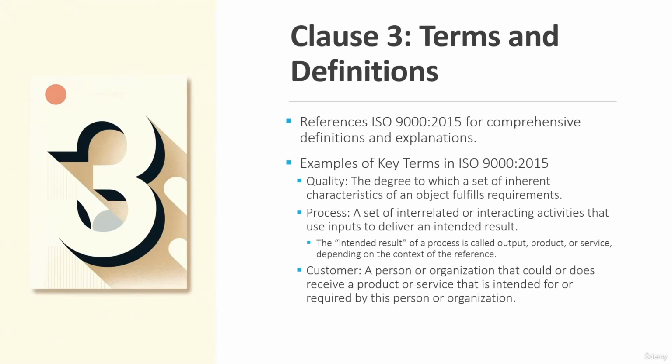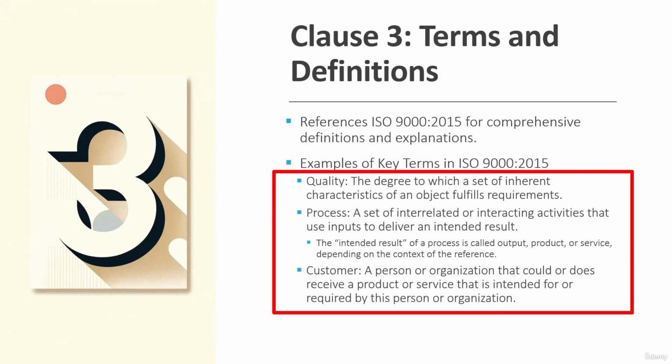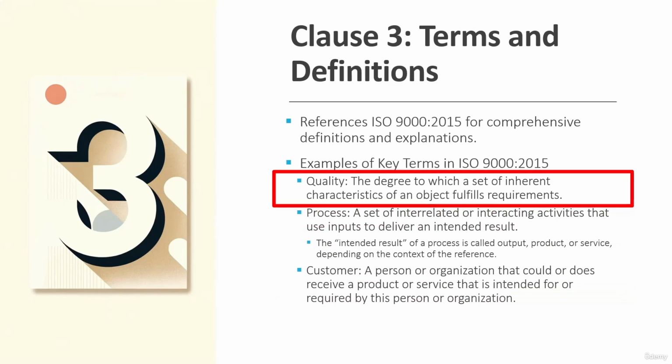Now here are some of the terms and definitions which I have listed from ISO 9000. In ISO 9000, quality is defined as the degree to which a set of inherent characteristics of an object fulfills requirements. That's the quality.